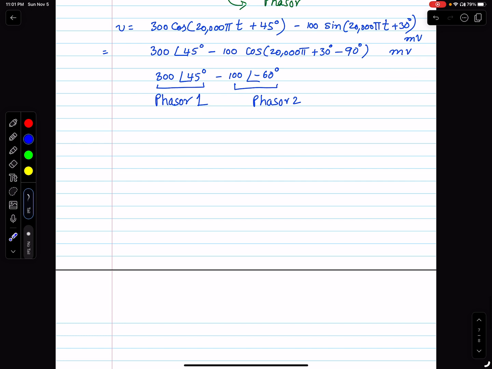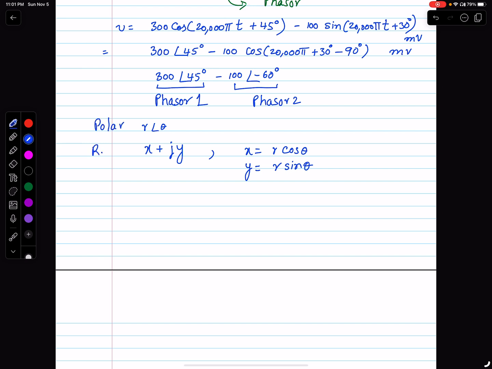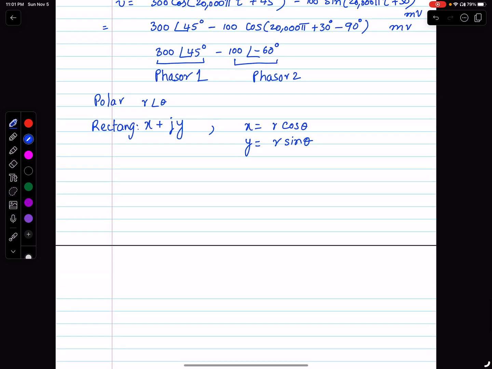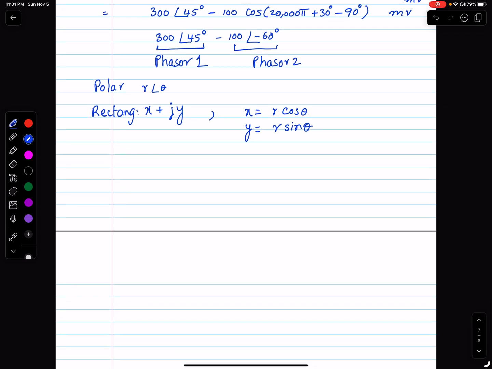Now, how do you convert r angle theta into rectangular form? Well, x plus jy is the rectangular form where x is r times cosine theta and y is r times sine theta. So going from polar to rectangular form. Here for the phasor 1, the value of r is 300.